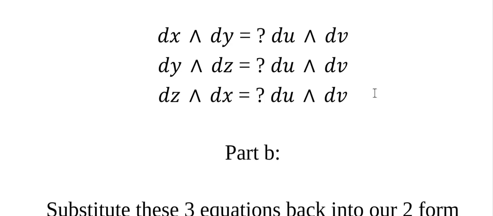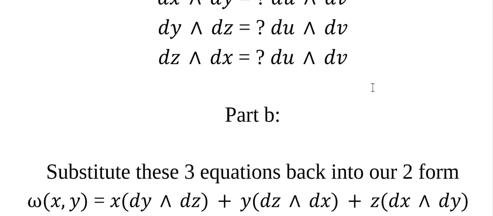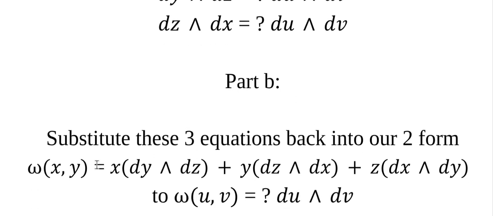All right. Part B, step 2. Substitute these three equations back into our two form. Now look at our two form. It's got X's, Y's, and Z's everywhere, right? So when you're done, your two form should be a function of U and V. So everything over here is U's and V's.